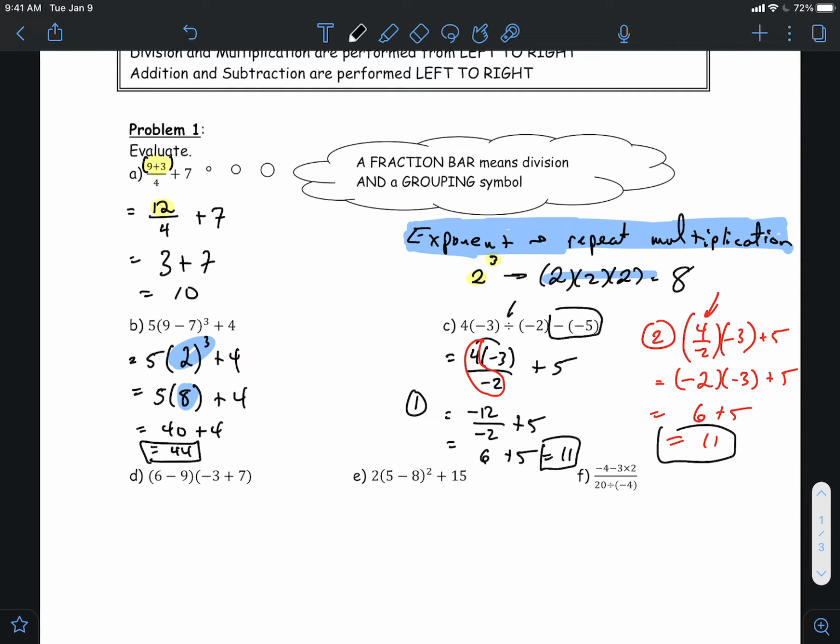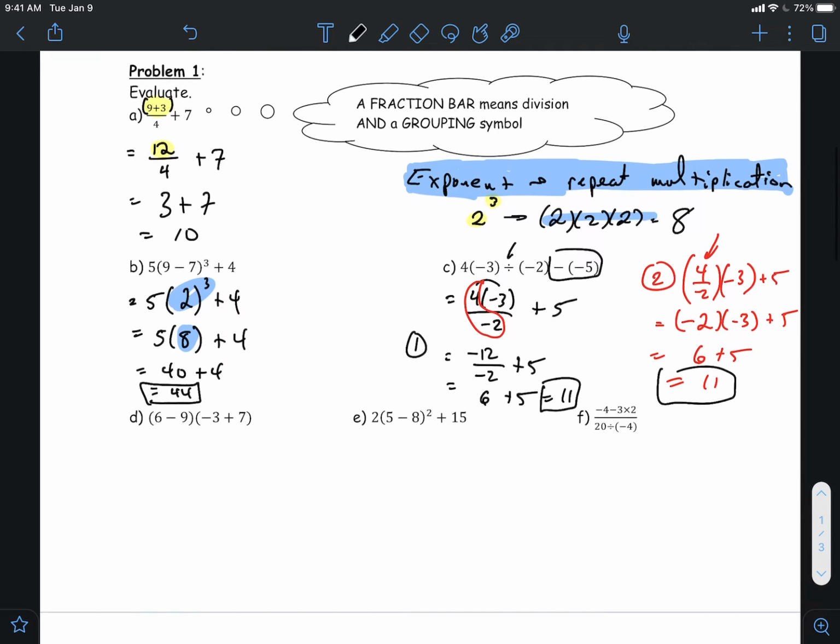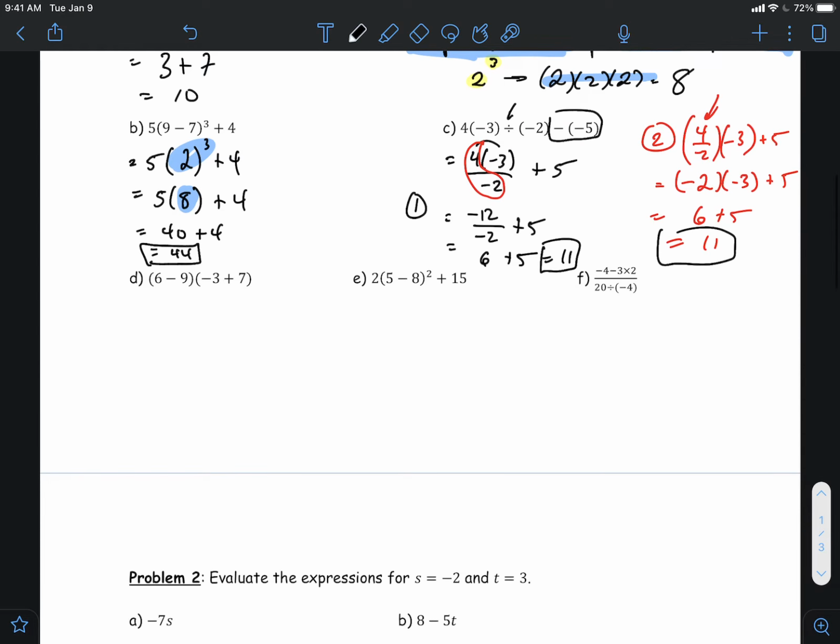Okay, what's next? Does anybody have any questions for that one? We're okay. Go down to D. What's the rule? Are we going to multiply these things together? No, I would do the brackets first. Do what's inside those brackets. So 6 take away 9 is -3. And what's -3 plus 7?